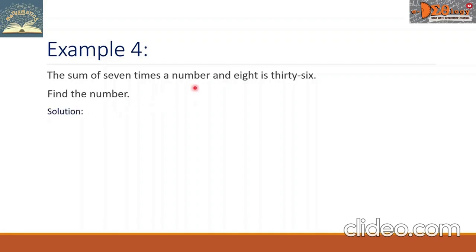We need a number here, so we let n be the number. And then we translate the statement into equation. Please notice that we have here 7 times a number. That means 7n. Here there is also the word 8. So we have the 8, and it says here the sum of 7 times a number and 8. So the sum here means we need to add the 7n and the 8. And then is 36. So this is equal to 36.